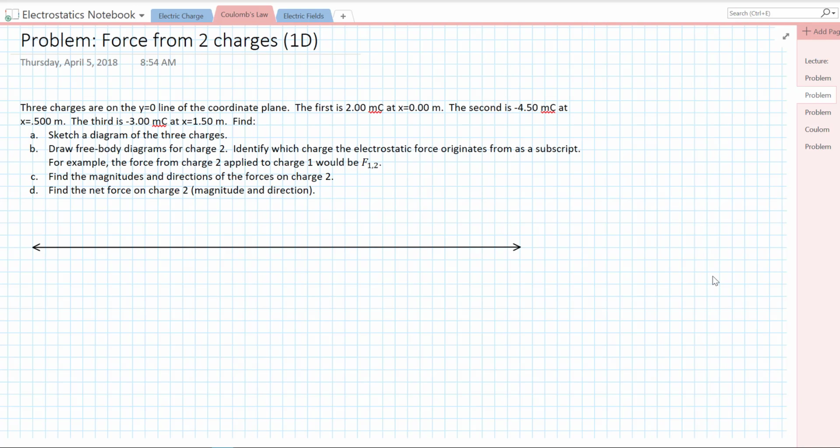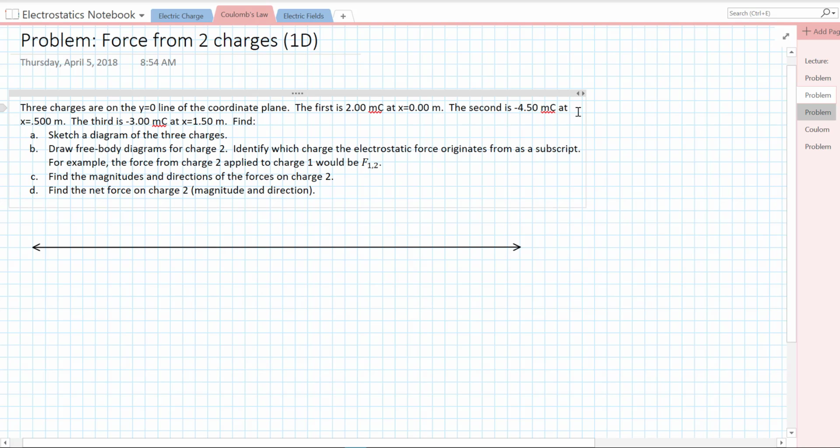Hey everybody, this is a problem on finding the electrostatic force on a single charge from two other charges, and this is a one-dimensional version of the problem. So let's get started. Three charges are on the y=0 line of the coordinate plane. The first is 2.00 millicoulombs at x equals 0 meters. The second is 4.50 millicoulombs at x equals 0.5 meters. The third is -3 millicoulombs at x equals 1.5 meters.